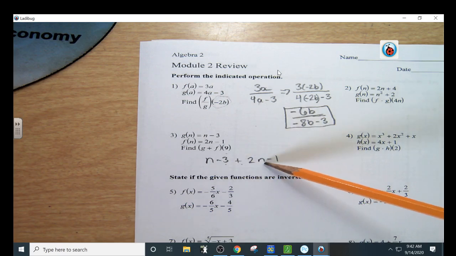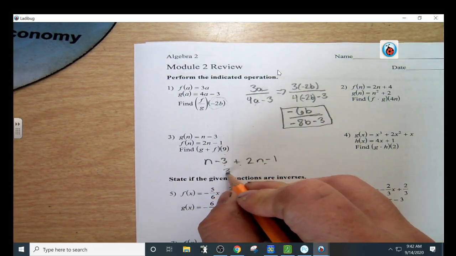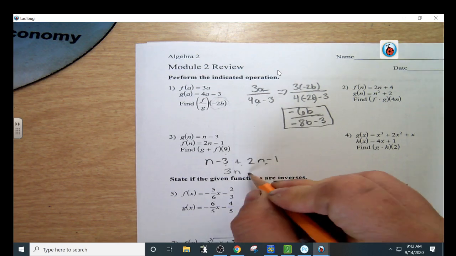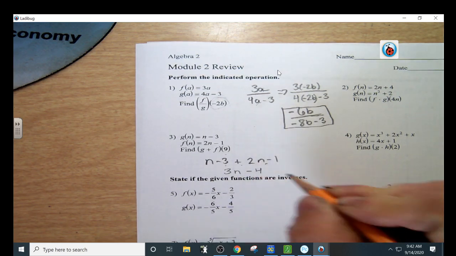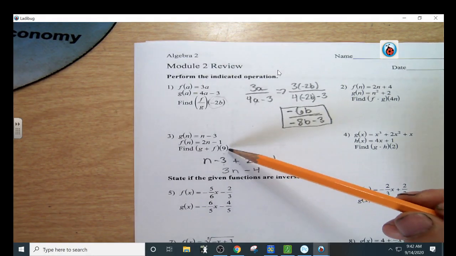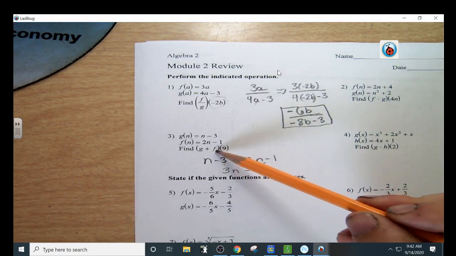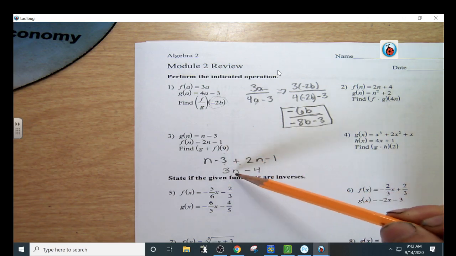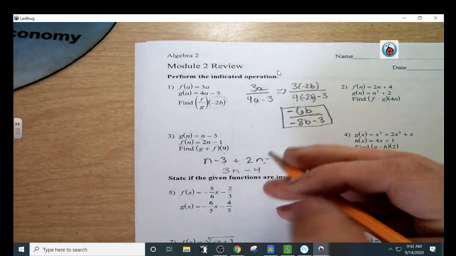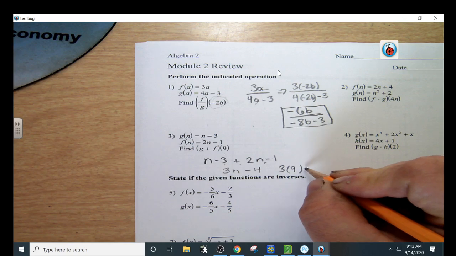Now I would combine my like terms. That's 3n minus 4. Now, after you get your terms combined, you're going to plug in this numerical value where you see your input value variable. So it's going to be 3 times 9 minus 4.